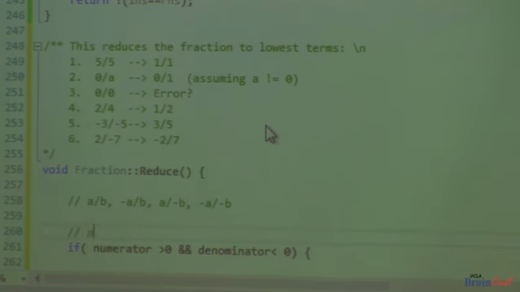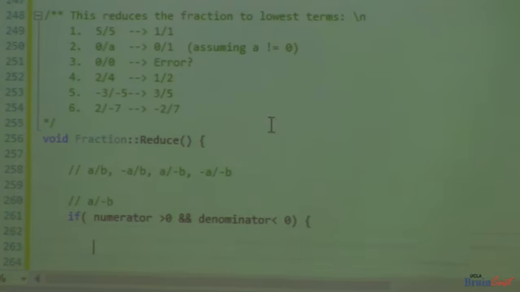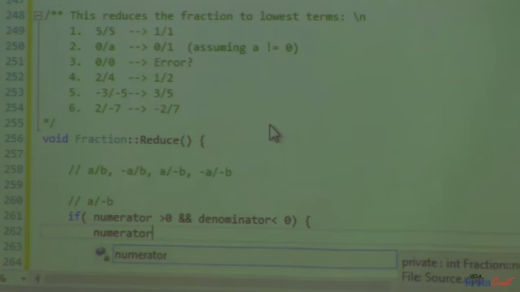So this is the case a over negative b. Take the numerator, and what should you do? This is where you can do one of two things. You can either times equals minus 1, or you can do equals negative numerator.